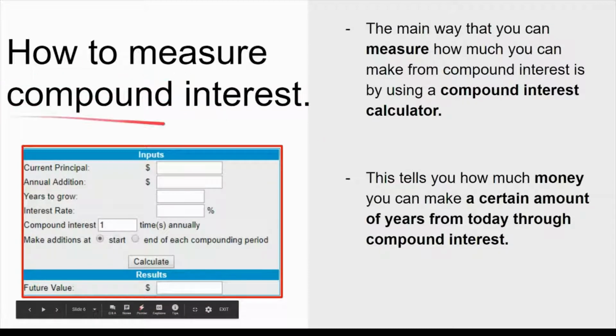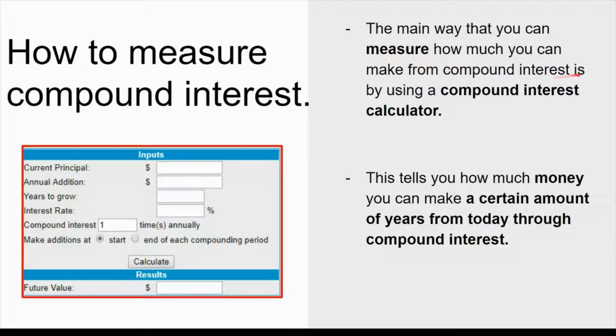So, how to measure compound interest? One of the main ways that you can measure how much you can make from compound interest is by using a compound interest calculator. As you can see right here, we have a compound interest calculator, and what you would do is put your current principal, which is the amount of money you're starting with, right there. Then your annual addition, so how much money you're going to put into your portfolio per year, you would put right here. Then how many years to grow, which means how many years you would leave the money inside your account without taking a single cent, and what interest rate you would get, or what the return on your investment would be per year, you would plug in right here.